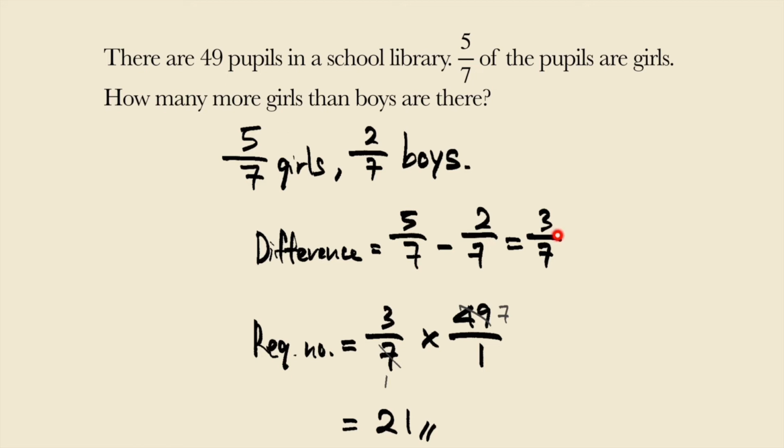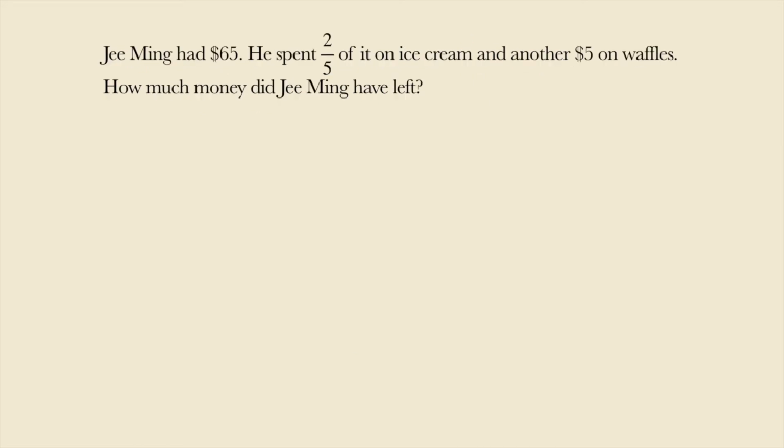In other words, we're interested in 3 units because the difference between boys and girls is 3 units. Girls, 5 units. Boys, 2 units. The difference is 3 units. And what's 3/7 of that 49? Right? What's 3/7 of, as in multiply, the 49? The answer is 21.